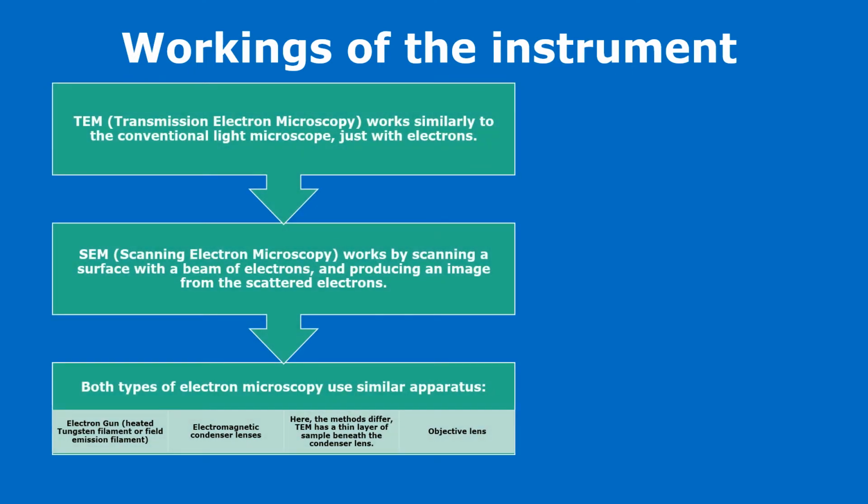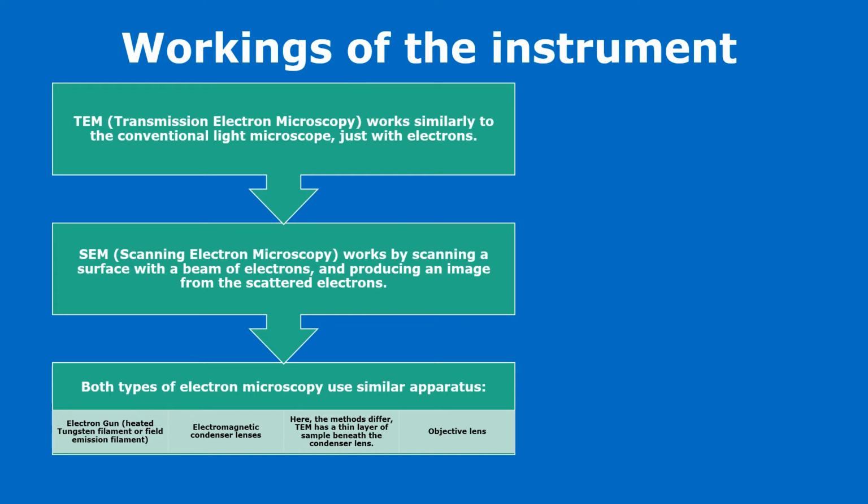So electron microscopy generally splits into two types, TEM and SEM. Of these two, TEM is similar to the traditional light microscope in that the sample has, in this case electrons, passed through it, and an image is created as a result of the interaction of electrons with the sample. SEM, on the other hand, works based on firing a beam of electrons at a surface, and then the electrons that are scattered are detected and an image is generated from the detected electrons.